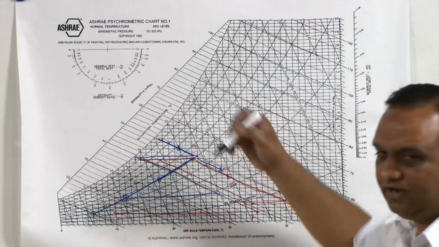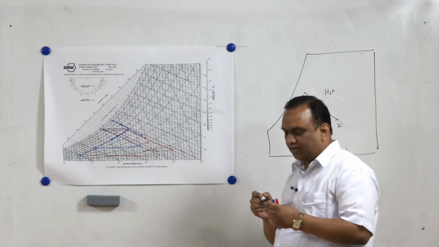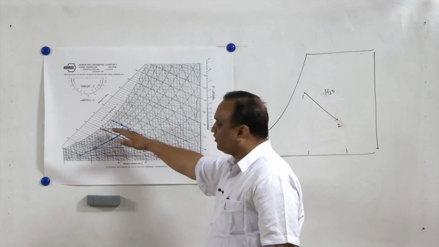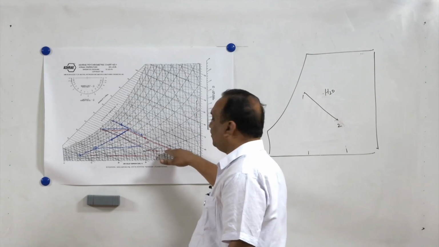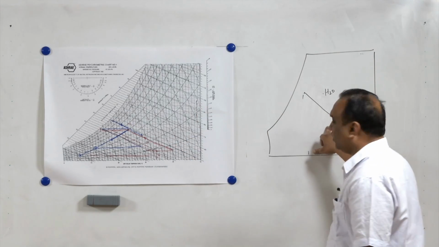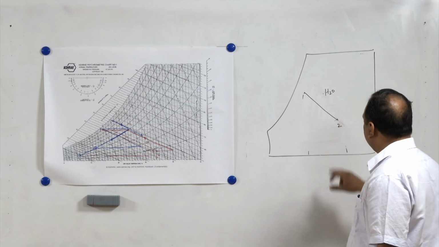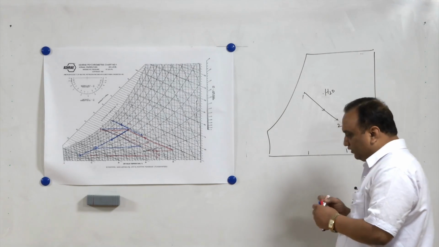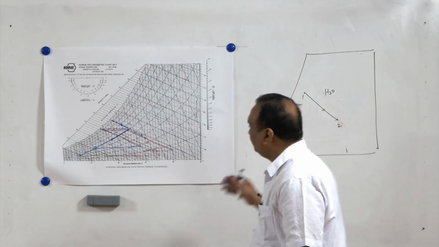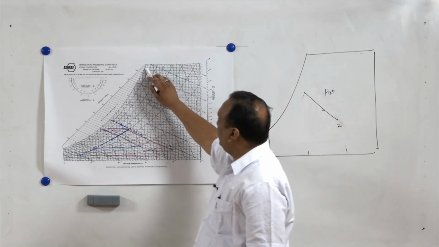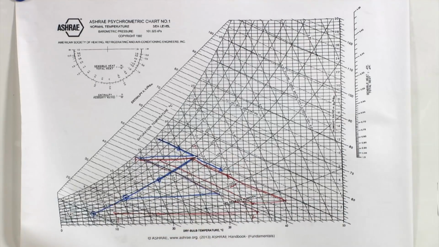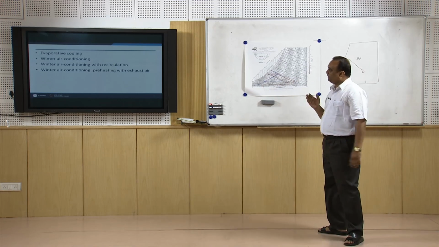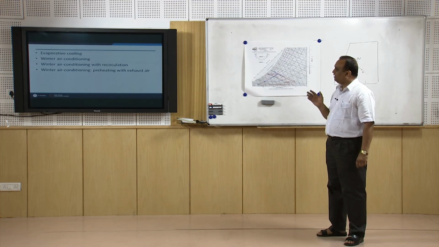So, it is almost the reverse of evaporative cooling. In evaporative cooling, due to evaporation of water, there is a drop in temperature. Here, due to condensation of water, there is a rise in temperature of air. So, this process is also very useful in the case when the humidity of the air is very high. Now, I think I have completed almost all typical processes in air conditioning.